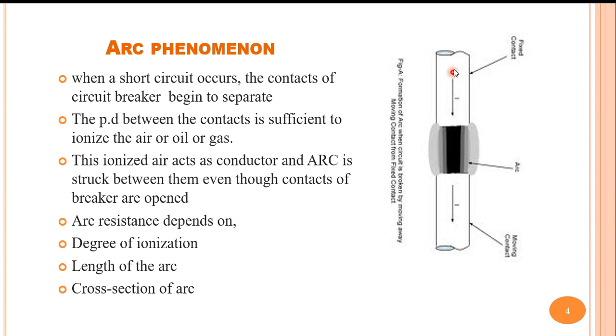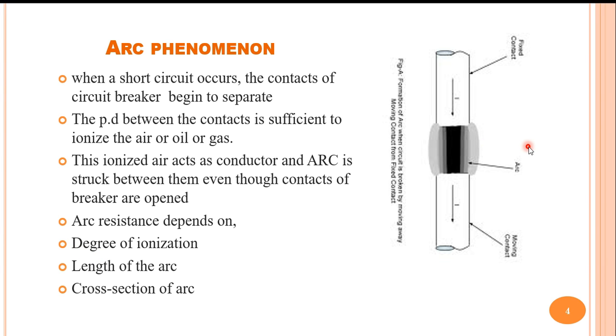So when there is an arc in the contact, the arc is a conducting path which will again maintain the current through the circuit. Even though the contacts are separated, the current will remain in the system until this arc is extinguished, because the arc forms a conductive path.